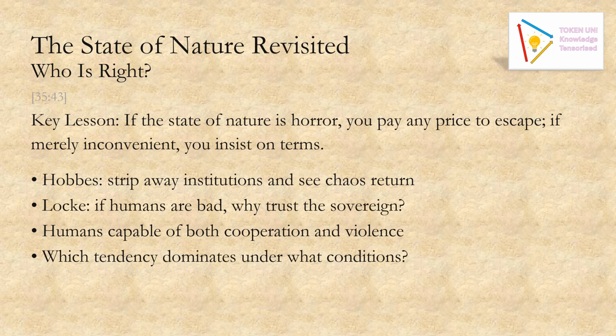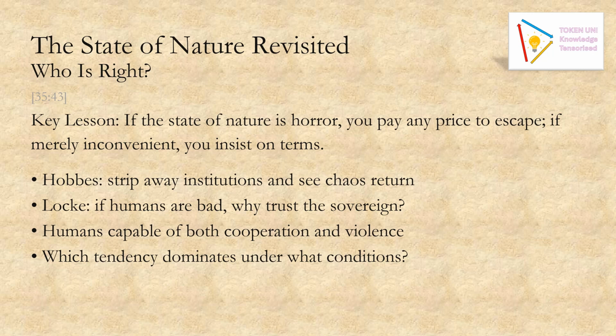Perhaps both are partly right. Humans are capable of cooperation without government. Anthropologists have documented many such societies, but humans are also capable of horrific violence. When order breaks down, history documents that too. The question is, which tendency dominates? Under what conditions and what institutional arrangements best restrain the worst while enabling the best? This is an empirical question as much as a philosophical one, and the evidence is mixed.